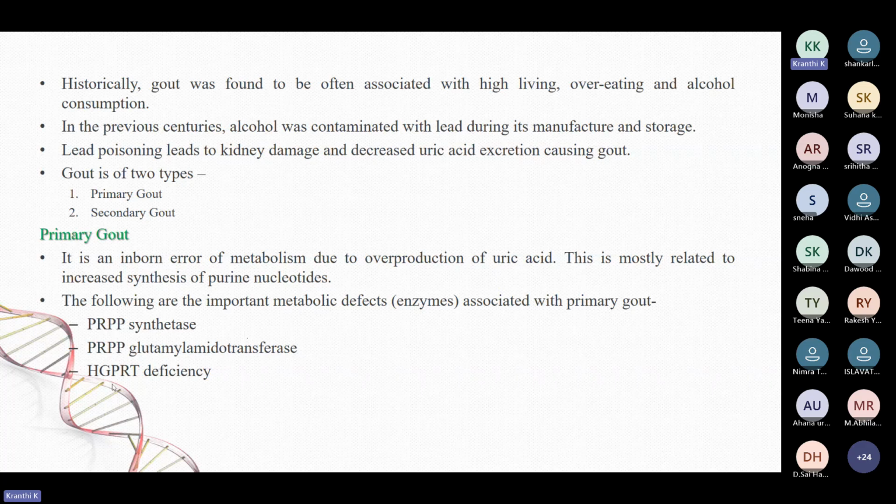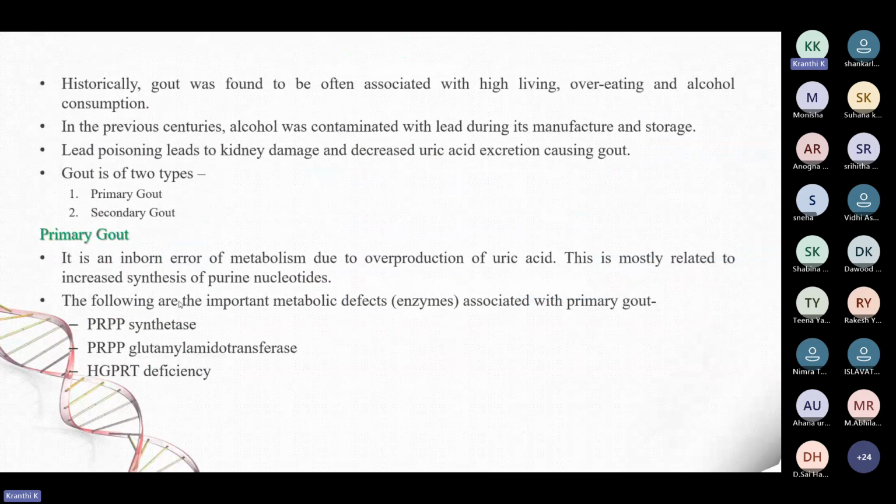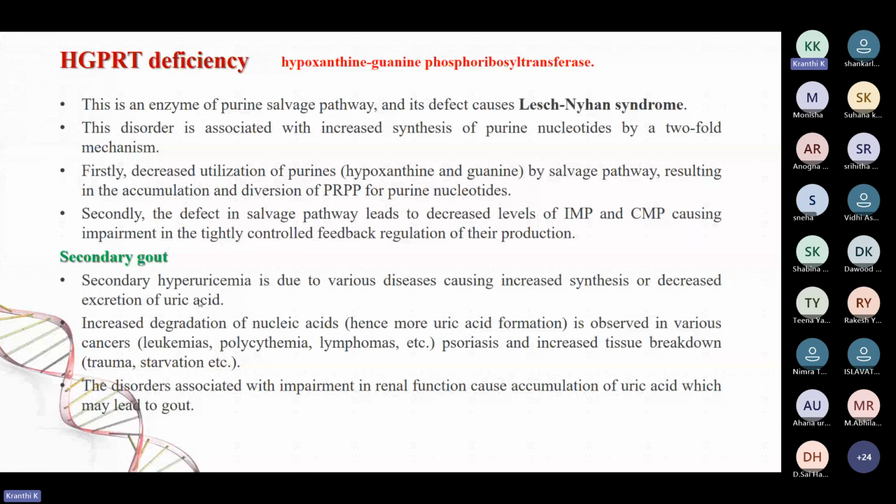So the defect of these enzymes may cause the primary gout. What's the primary? Primary means inborn. Okay. So what is the secondary? Secondary means after getting maybe disease or after consuming more alcohol, after eating high protein, I mean the nucleotide content. So that is secondary gout.